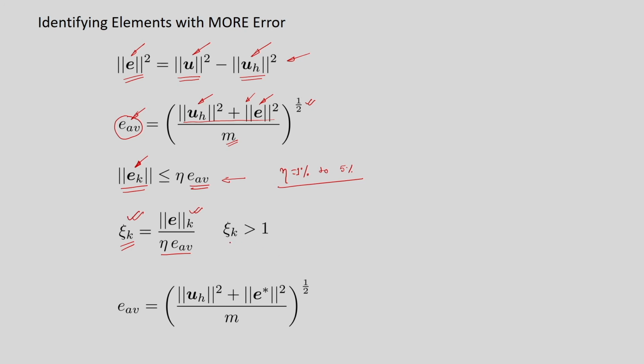But if xi k is greater than 1, it means that the kth element is contributing to the energy norm of the whole system more than the average eta times average energy of the system. Alright. So, it means that element is not fine and that element has to be refined subsequently. Alright. Why does that element have to be refined?